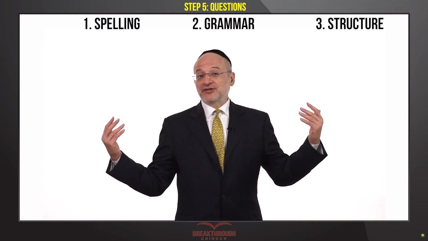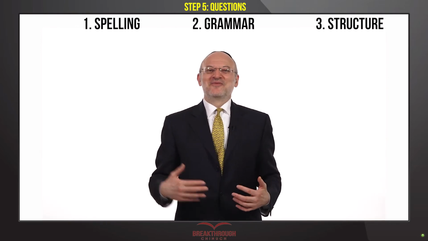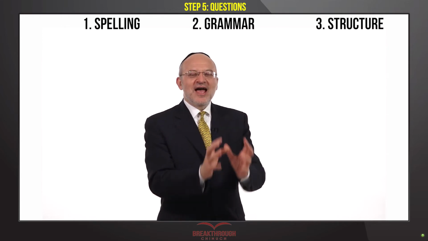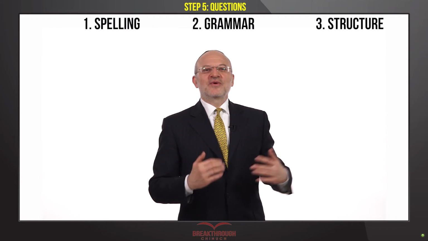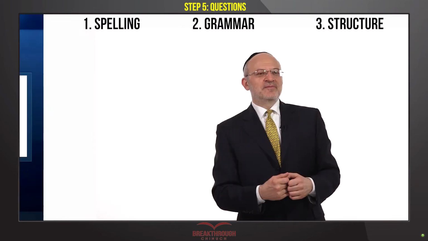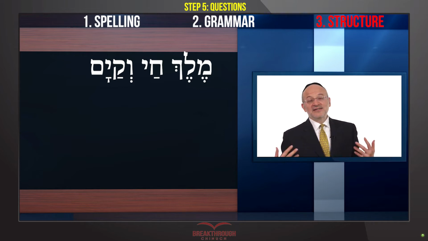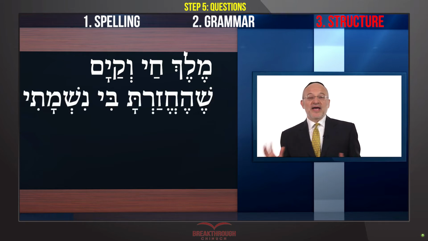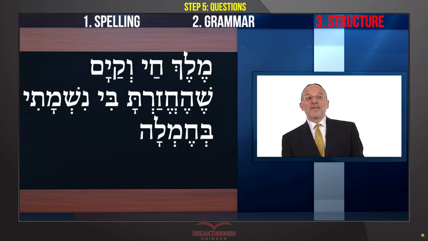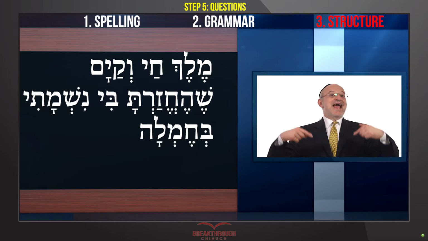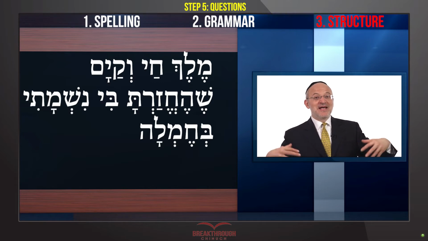In some cases, it will be actually a pasuk that's part of davening. We'll get to that when we do Pesukei de Zimra. But right now, number 5, any questions, children, on the way the words are structured? Melech Chai V'Kayam. Any questions you have with that? Shehechezarta bi nishmasi b'chemla. Where does b'chemla belong? Oh, b'chemla is part of that same sentence. Oh, so you with extra compassion return to me my soul.